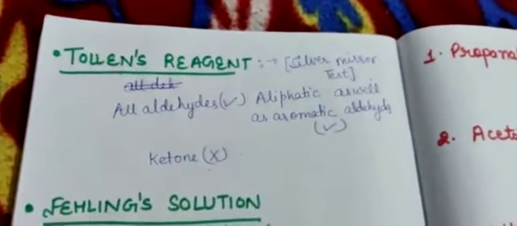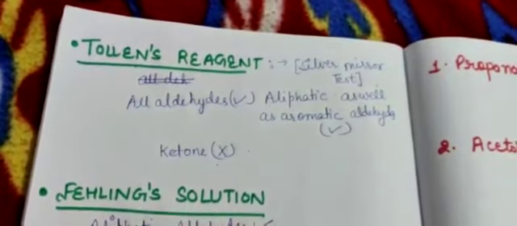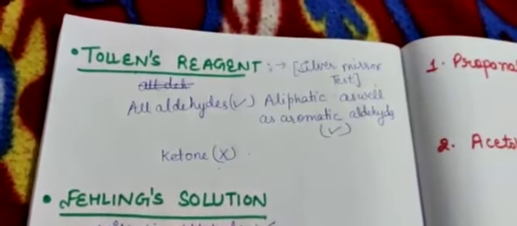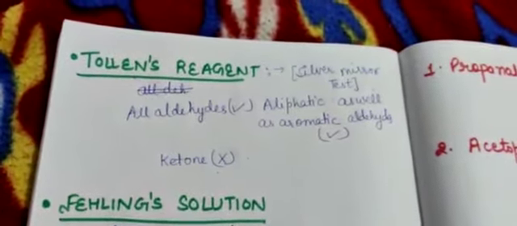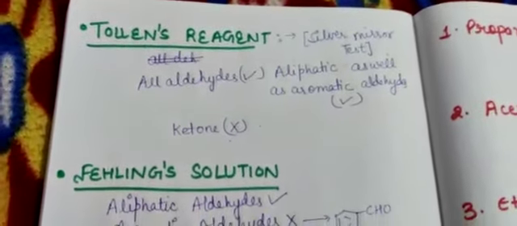So in this test, all aldehydes, whether it is an aliphatic aldehyde or an aromatic aldehyde, both show the reaction with Tollens reagent, whereas ketone does not react at all with the Tollens reagent.